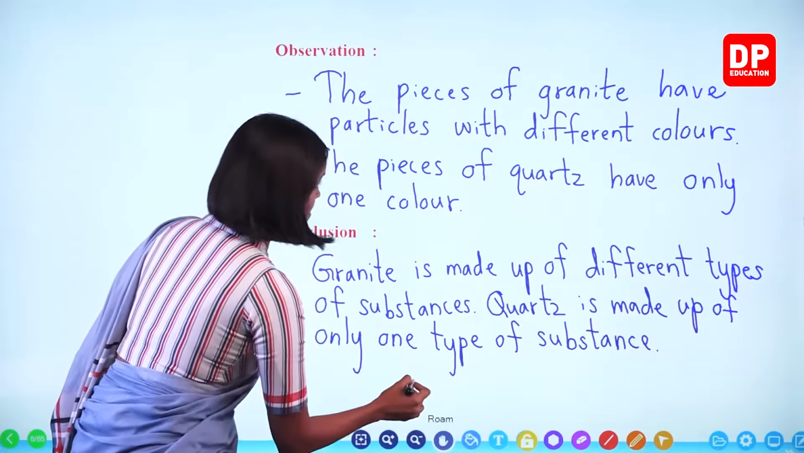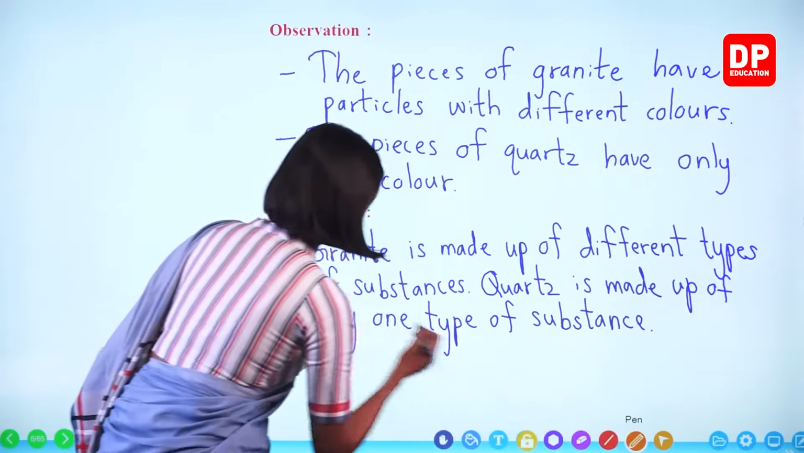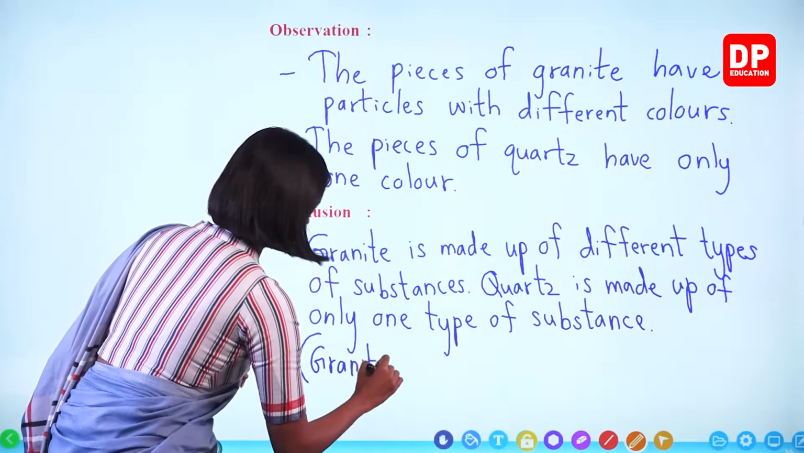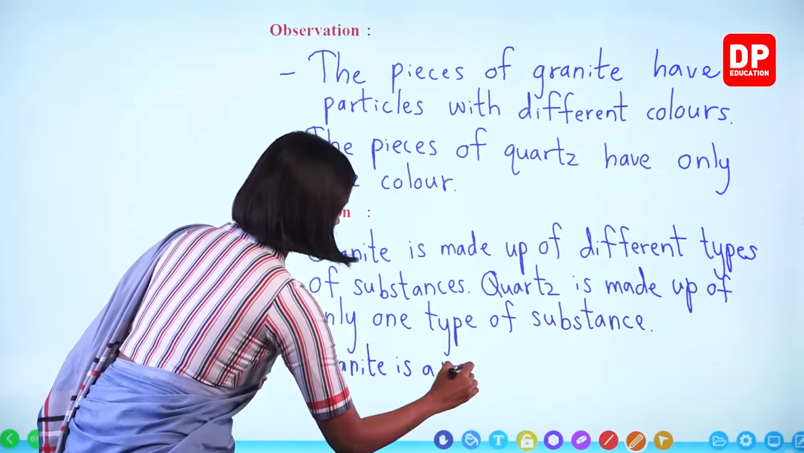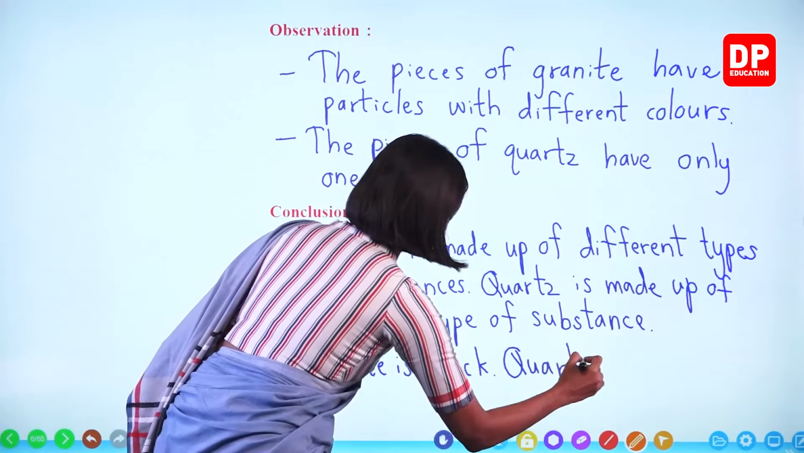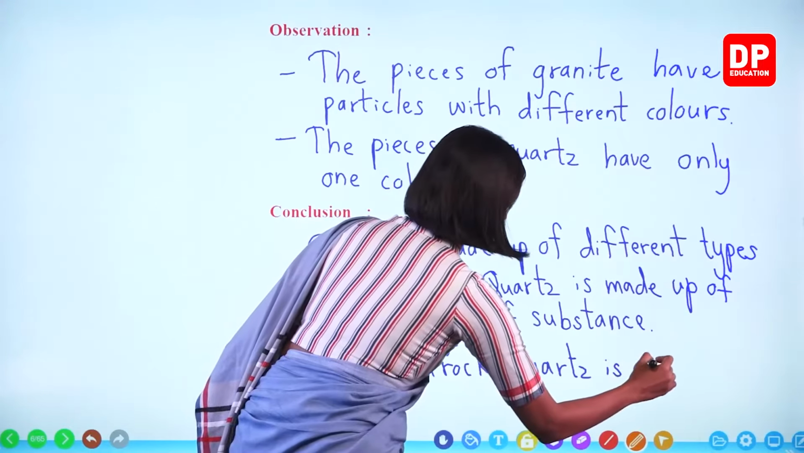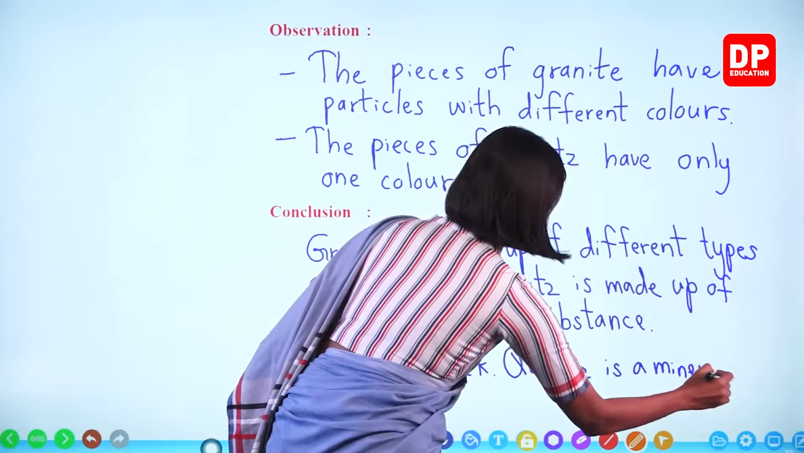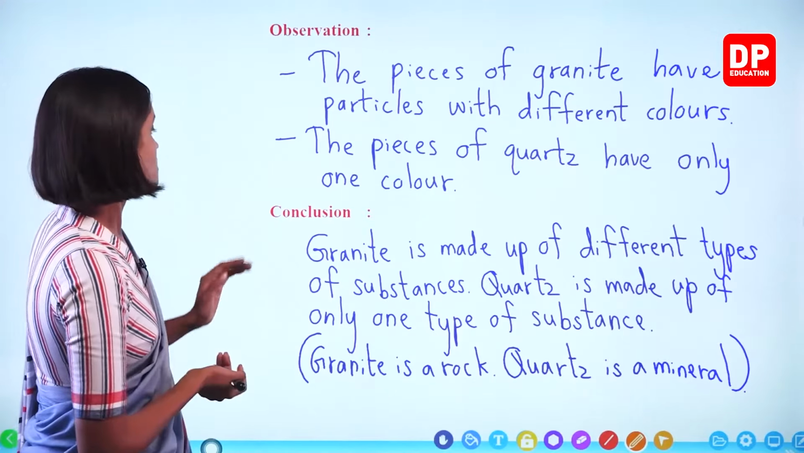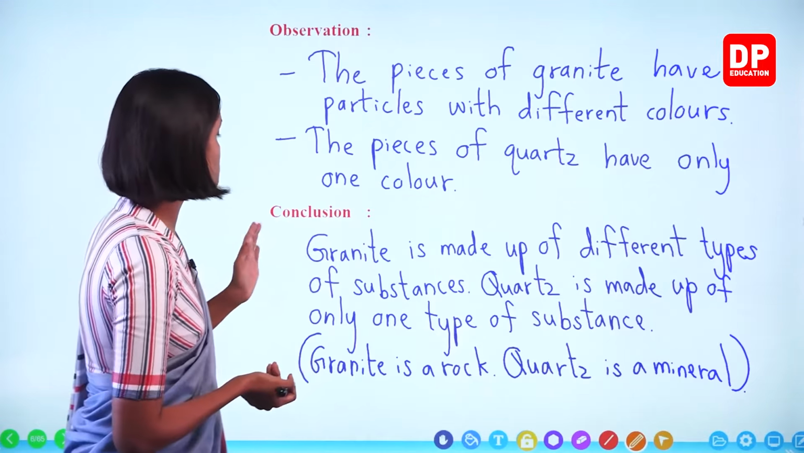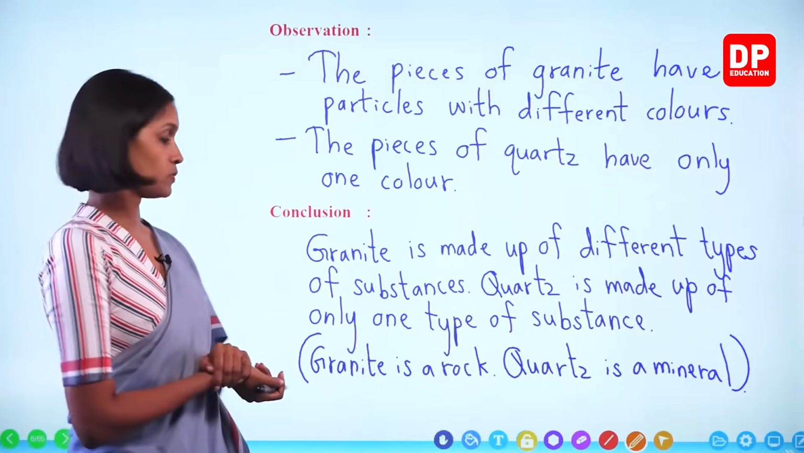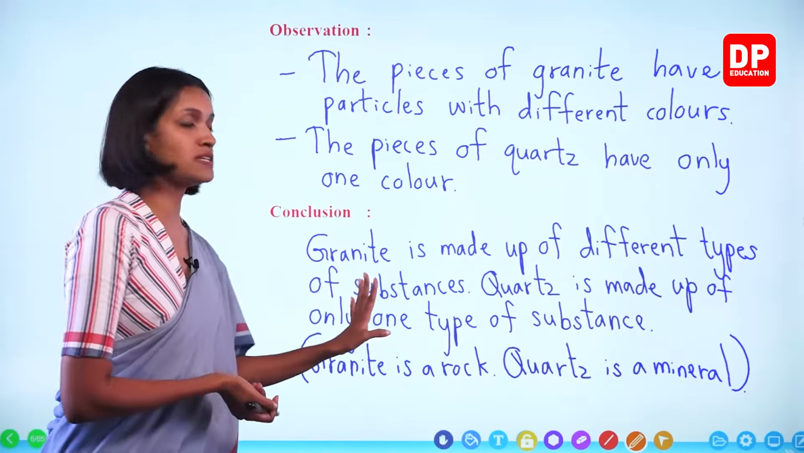So within brackets we will write granite is a rock, quartz is a mineral. Right, children? Granite is made up of different types of substances. Quartz is made up of only one type of substance. Okay? So granite is a rock, quartz is a mineral.